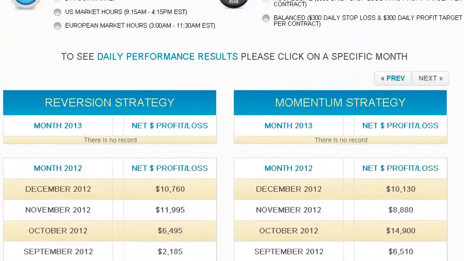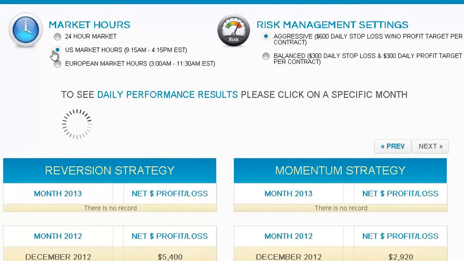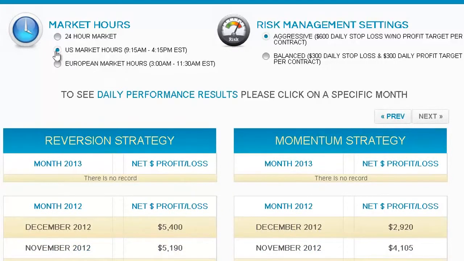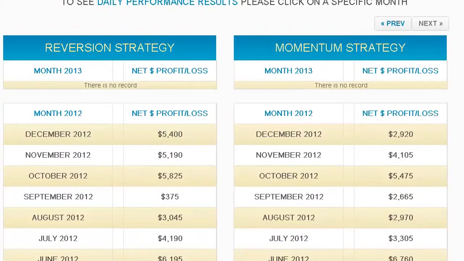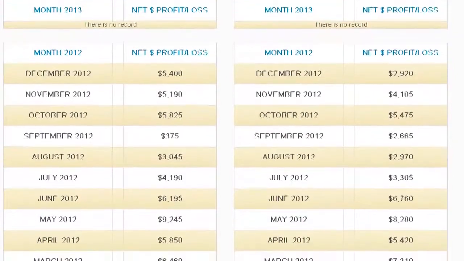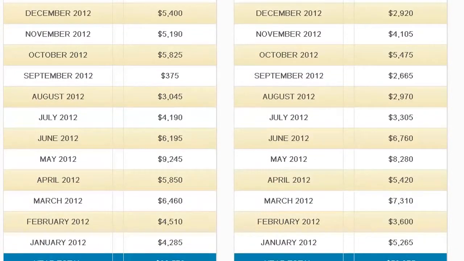But the second setting in the market hours is U.S. market hours. These are the results of the strategy being applied during U.S. cash market hours, namely 9 o'clock in the morning till 4 o'clock in the afternoon, Eastern time. These are the results if you apply the strategy only during U.S. cash market hours.